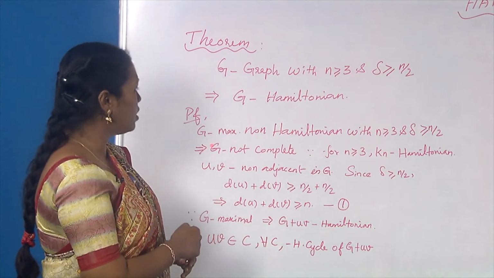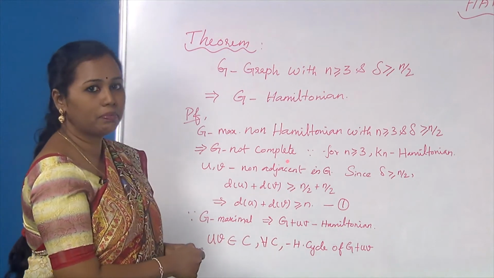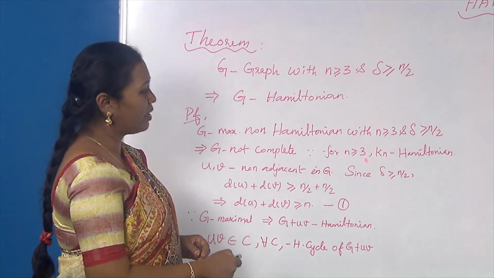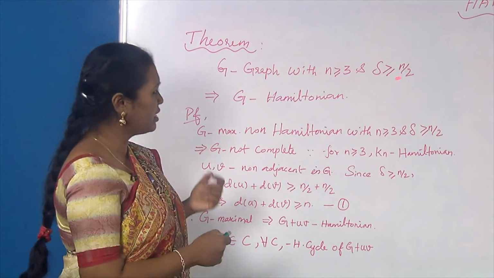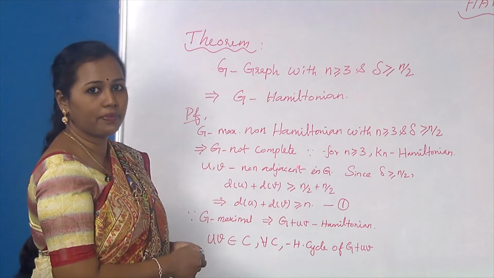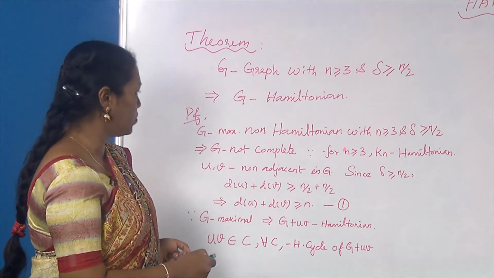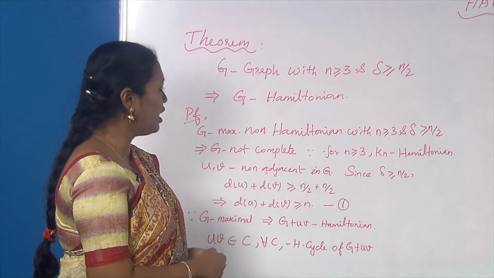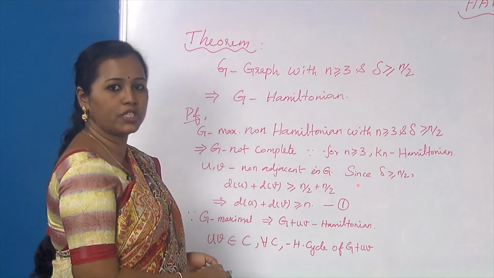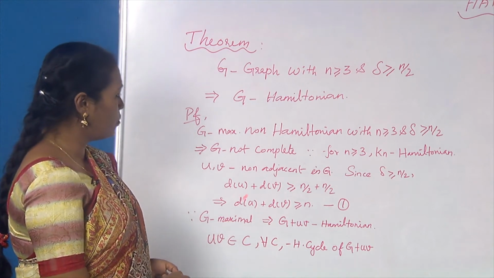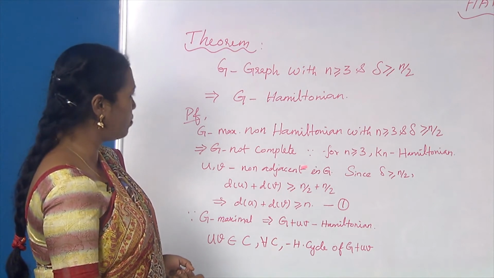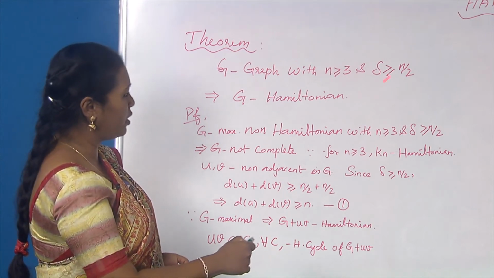Now, this implies that G is not complete. Why is this? Because for n greater than or equal to 3, any complete graph is Hamiltonian. And since we have n greater than or equal to 3 here, G cannot be a complete graph because it is non-Hamiltonian. So, let U and V be any non-adjacent vertices in G, and since delta is greater than or equal to n by 2, the degree of U plus degree of V should be greater than or equal to n by 2 plus n by 2.